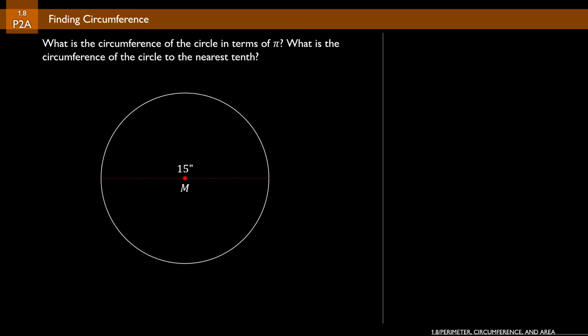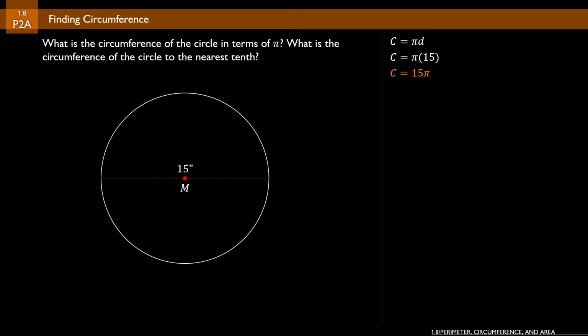And again, first thing we want to do is figure out which formula we're going to use. So we're going to use c equals pi d since we're given the diameter of this circle. Plug in 15 for d, so that gives us c equals pi times 15. We're going to flip the number and the pi around just to put it into proper order, and that gives us c equals 15 pi. This is our answer in terms of pi.